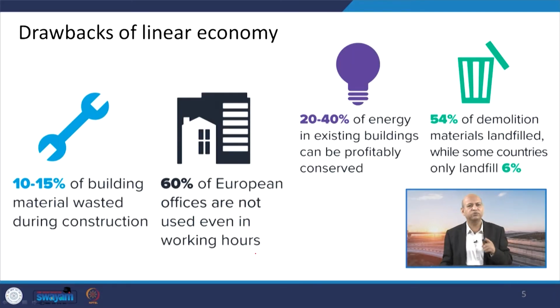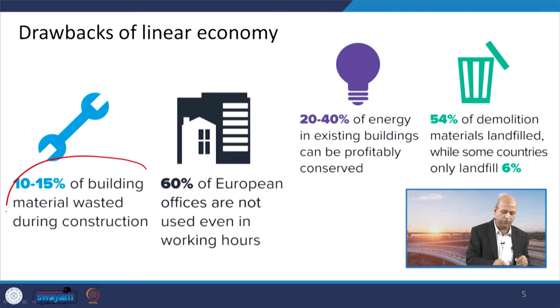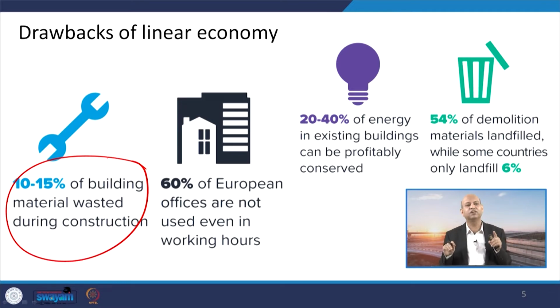The drawbacks of the linear economy: 10 to 15% of building material is wasted during construction, because we do not think in a holistic or integrated way. We think that these activities are going on, so our economy is increasing, because the more products we use or throw away, the more new things we buy. GDP may increase, but its effects on the environment and on society, which we are not looking at, may be very disastrous in the longer term.